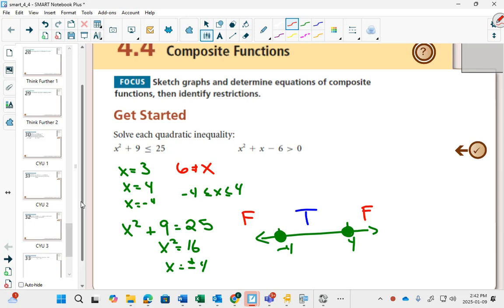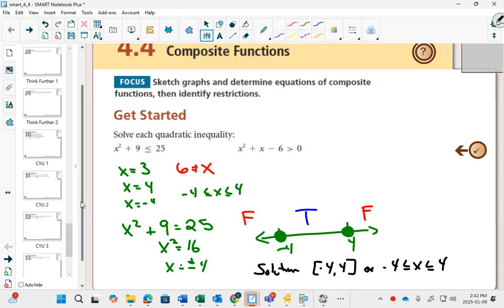And from this number line, we could write that our solution is from negative 4 to 4. You could either write it in interval notation or you could write it in set notation.